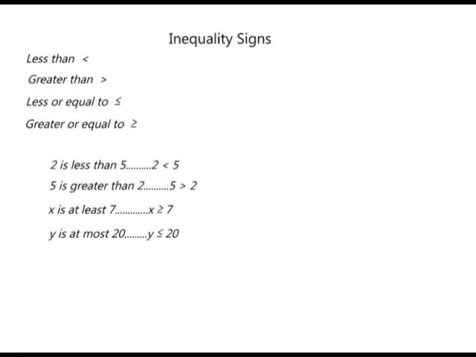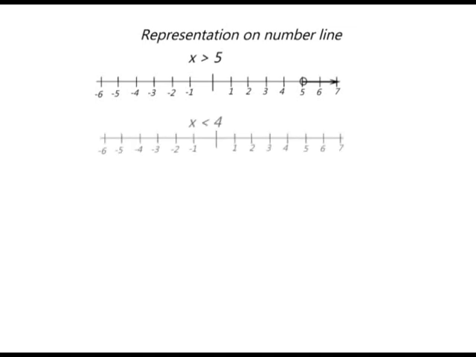All this information can be represented on a number line. Consider x is greater than 5. We draw a number line and then we circle 5. x includes all values greater than 5 and 5 is not included, and so we use this arrow to indicate that. If x is less than 4, we circle 4, and x lies anywhere on all numbers less than 4.